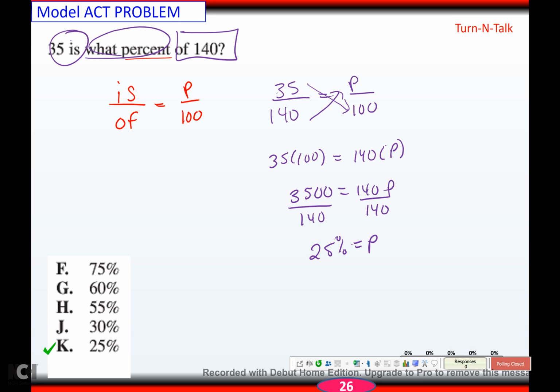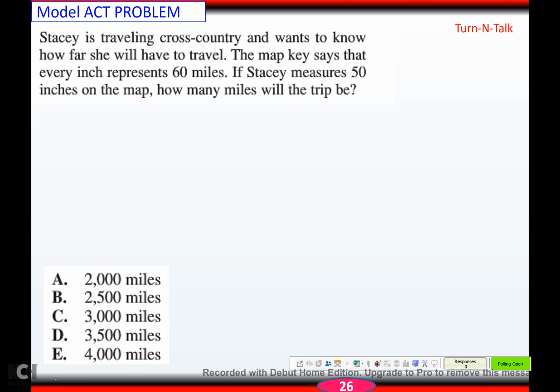And if you're wondering, if you look at this ratio, yeah, you could do 35 divided by 140. If you type in 35 divided by 140, you're going to get 0.25, which is fine. Just remember, for percent, you have to move it over twice, which is what this whole multiplying by 100 does.